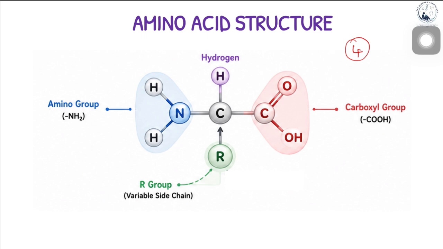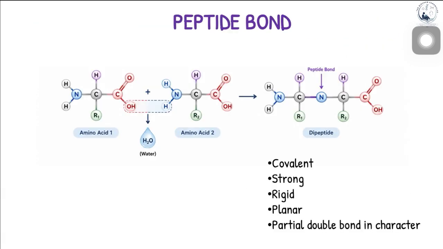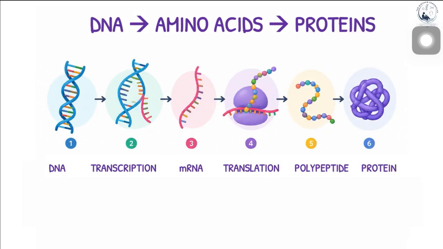4. So there's an amino group number 1, carboxyl group 2, a hydrogen and the variable R group, which is important for the biological and the chemical properties, right? So then we moved on to knowing the importance and the functions of the amino acids, how the peptide bonds are formed and what are the different peptides. We also looked into how from the DNA the amino acids are formed and hence the proteins.